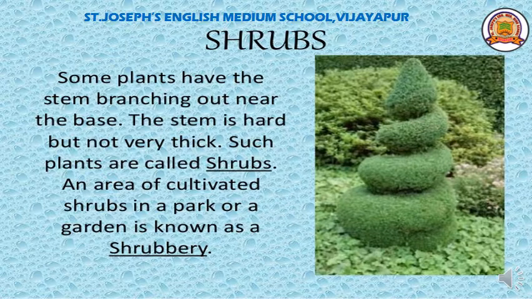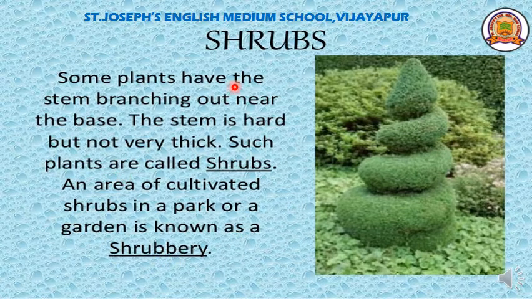Next, coming to the shrubs. Some plants have the stem branching out near the base. The stem is hard but not very thick. Such plants are called shrubs. An area of cultivated shrubs in a park or a garden is known as shrubbery.